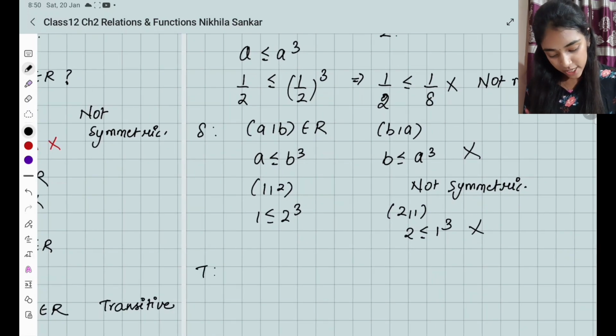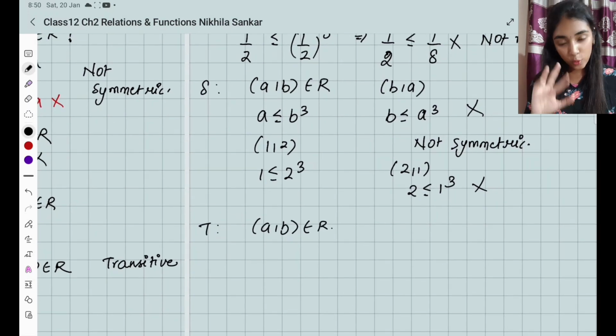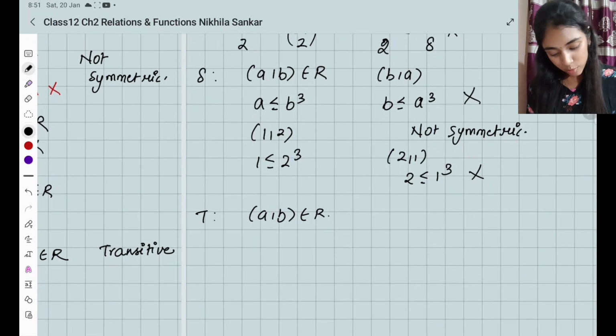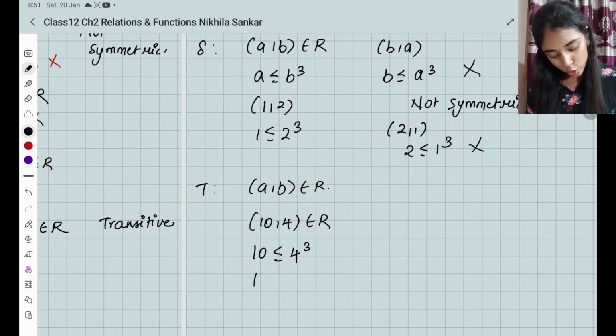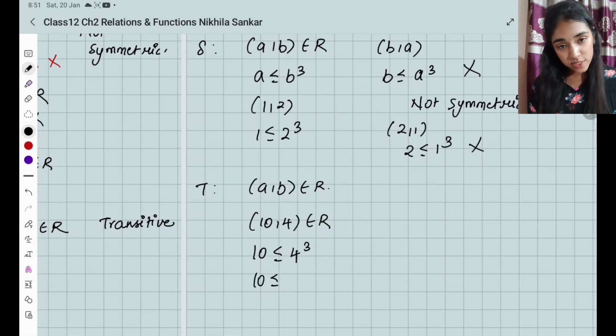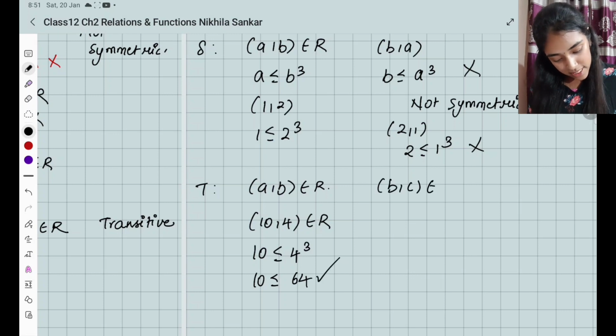Okay? இப்போ transitive. You have A comma B belongs to R. போன எக்ஸாம்பிள் ஸ்கொயர்ல நம்ம என்ன போட்டோமோ அதே தான் போட போறோம். So here also I am going to take 10 comma 4 belongs to R. So you have 10 less than or equal to 4 cube, which means 10 less than or equal to 4 16s are 64. So இது true. Then you have B comma C belongs to R.